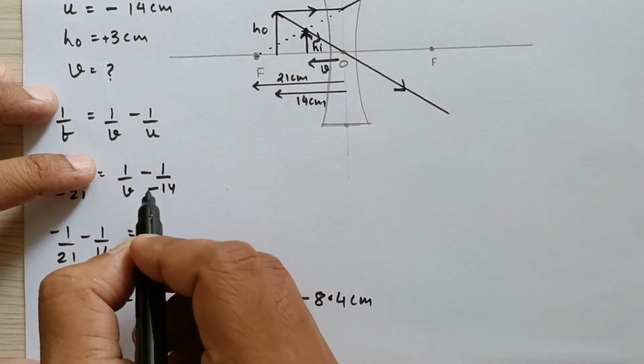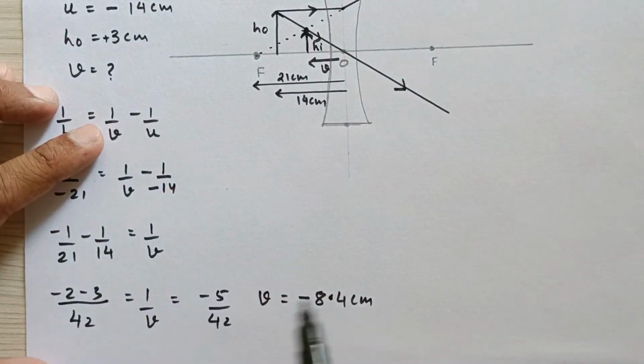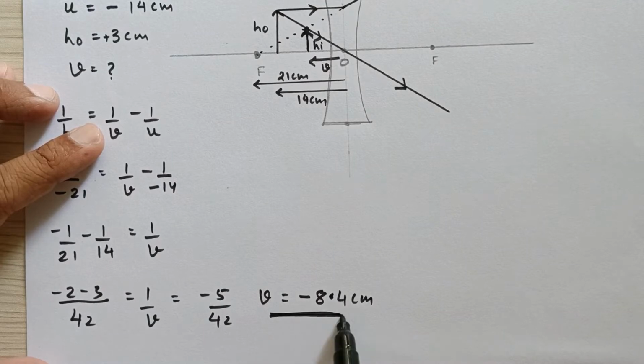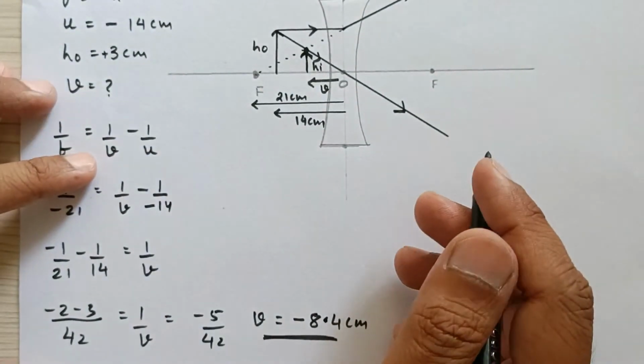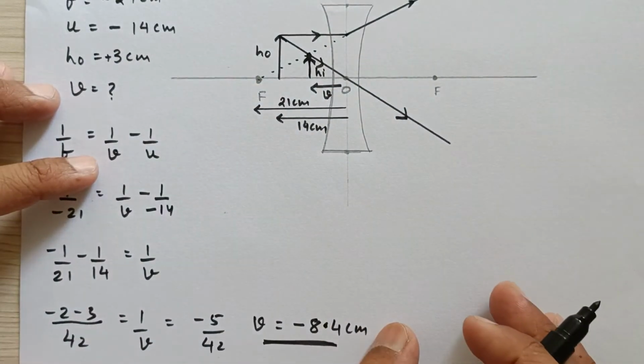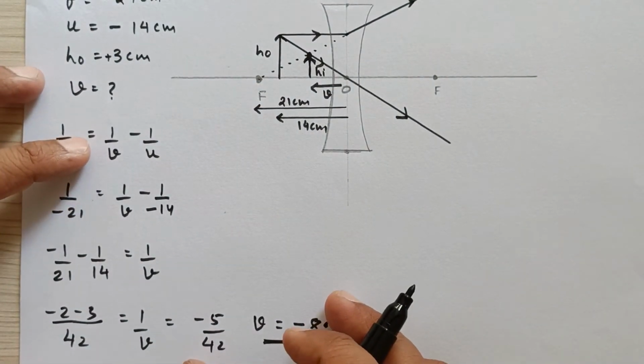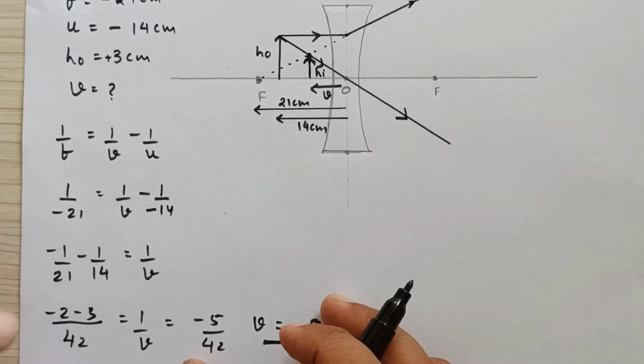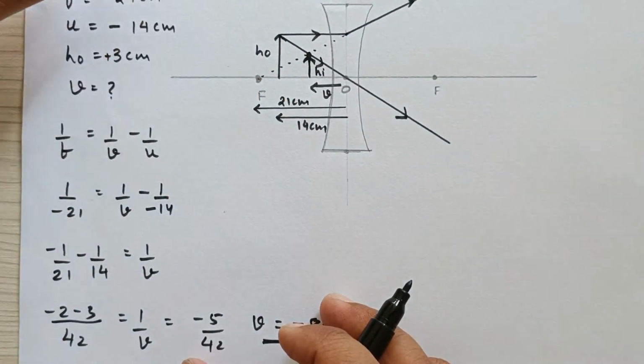You don't have to plug in v as negative, this has to be obtained. So this negative value of v suggests that the image is on the left hand side of the lens, or towards the object. Now if you find the magnification, it has to be positive and less than 1 because the image height is smaller than the object height.